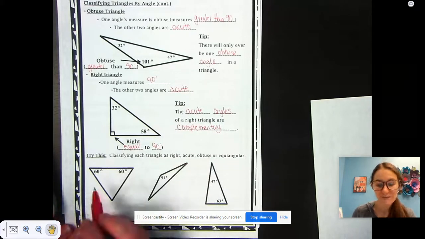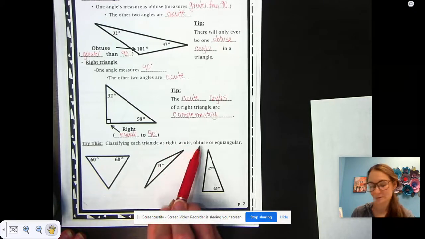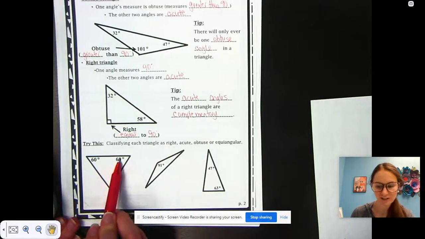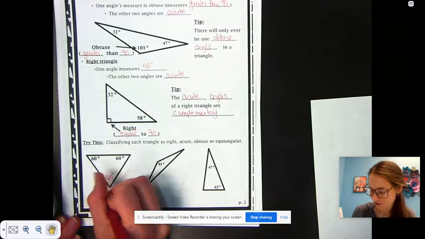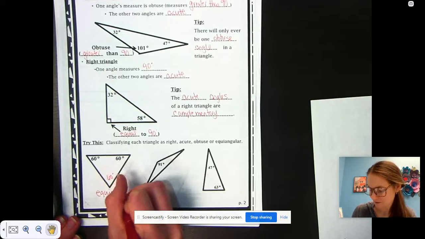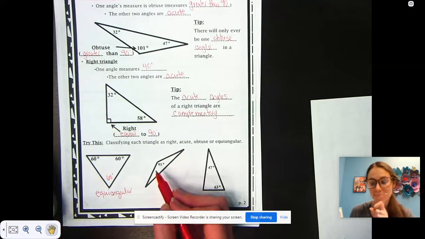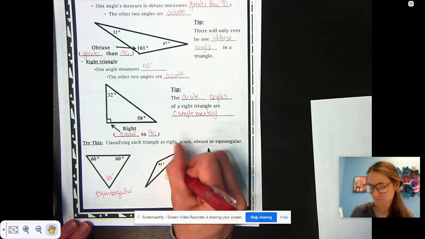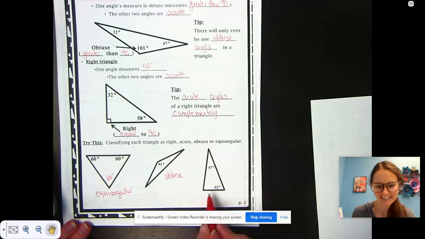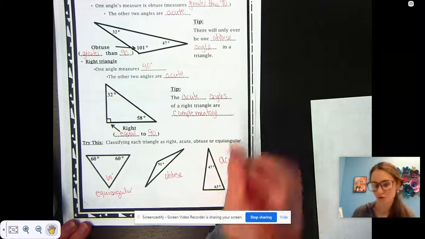Okay? Down below, let's do a little practice before I leave you here. If we look, classifying each triangle: right, acute, obtuse, or equiangular. If my two angles are 60, my other one has to be 60 there, making this an equiangular triangle. This one shows me 91, that is bigger than 90, so that makes this an obtuse. And lastly, 63, 47, we also have another small one here. They're all three less than 90, so this is going to be an acute triangle.